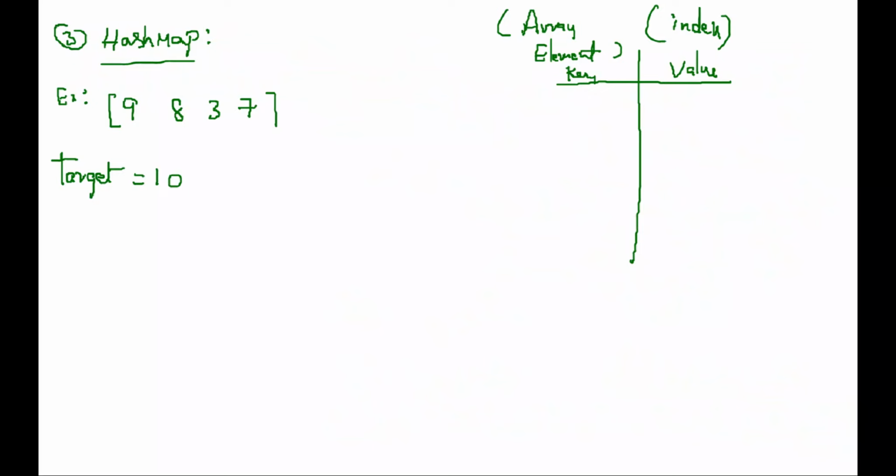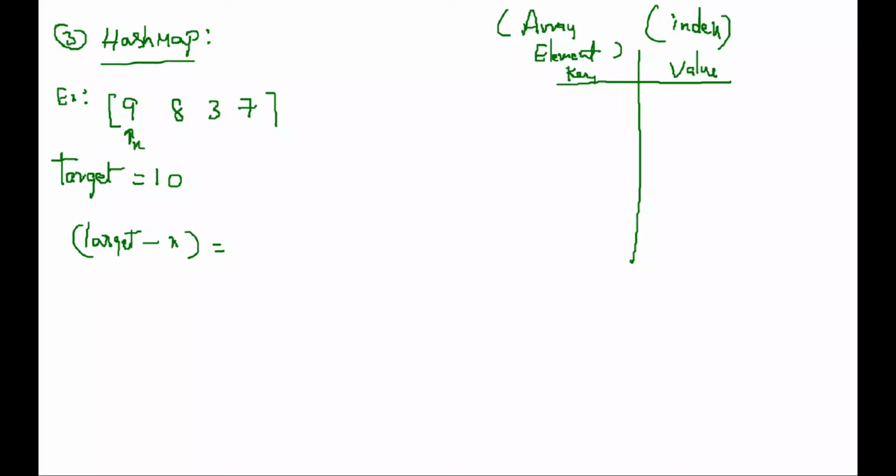Let us consider another method, hash map, in which we have taken the array. Here the target is 10. Now let us suppose this is x. Target minus x should be in the hash set. If it is not there in the hash set, you have to put it in the hash set. If it is there in the hash map, then you have to stop and declare the pair.